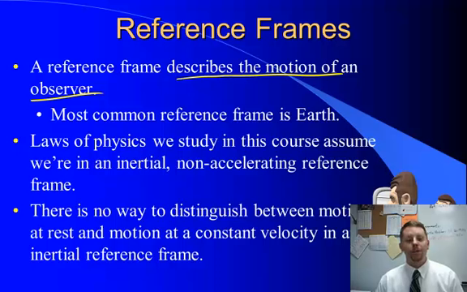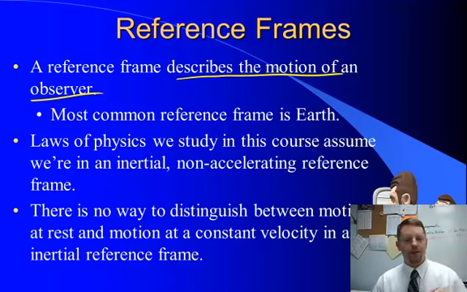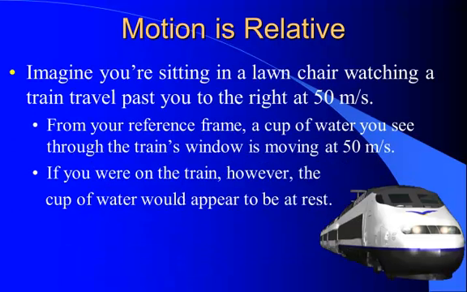Now, if the windows were open, a little birdie watching you fly by in the airplane would actually see the ball follow a parabolic path. But from your reference frame, inside the airplane with all the windows down, you can't tell. That's what's meant by motion is relative.